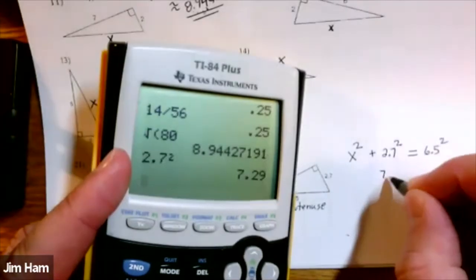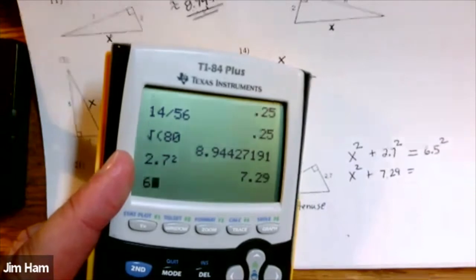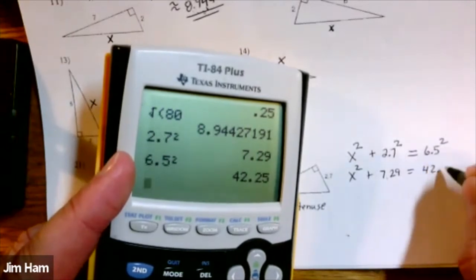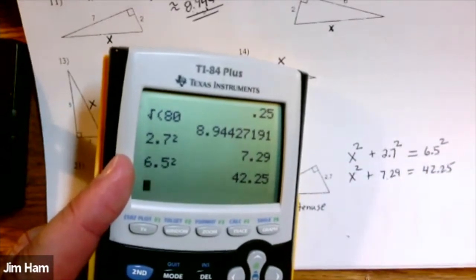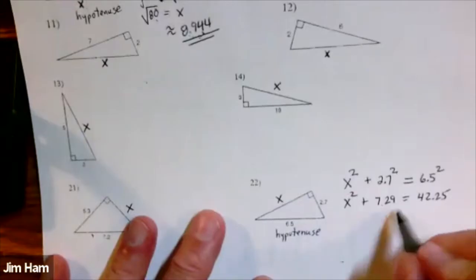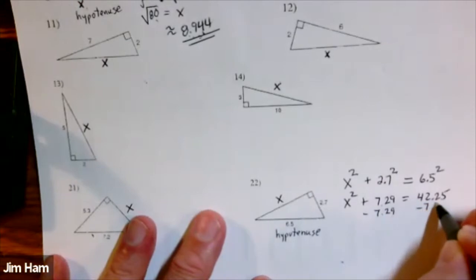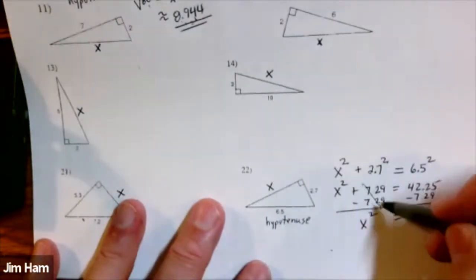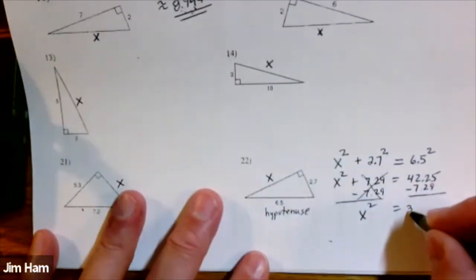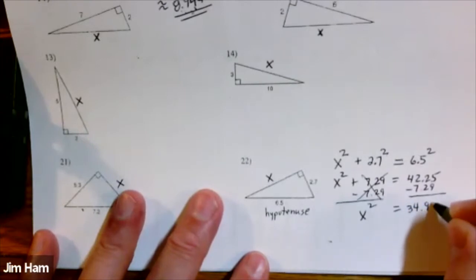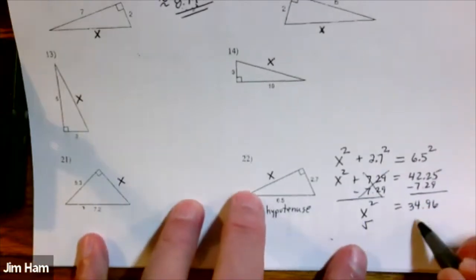2.7 squared is 7.29, and 6.5 squared is 42.25. So sometimes the numbers can get messy. That's okay, we can deal with it. I want to solve for x, so I'm going to get the x squared by itself. I'll subtract 7.29 from both sides. I'll get rid of these. And over here, this is 34.96. Right, so now we're going to take the square root of both sides.